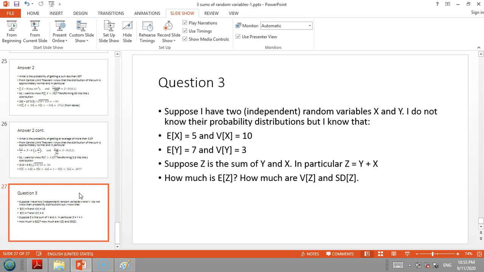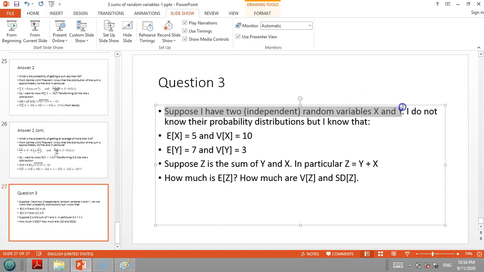The last question, we'll do this in class. Suppose I have two independent random variables, x and y. I do not know the probability distributions, but I know the expected value of x is 5, variance of x is 10, expected value of y is 7, variance of y is 3. Suppose z is the sum of y and x, in particular z equals y plus x. How much is the expected value of z, and how much is the variance of z and the standard deviation of z? So let's answer those in class, okay?